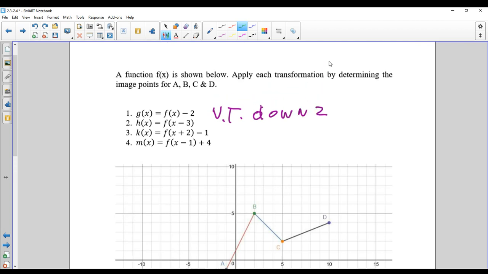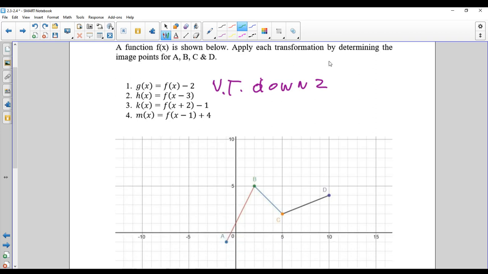Now, we're going to get to the points in a second. The image points, A, B, C, and D, right? But do we all accept what Sarah just said? That's what this means. When you see the f of x and you see the minus 2 afterwards, it means you're going down by 2. Now, let's see if we can make that magic happen. What are the coordinates for the first point?